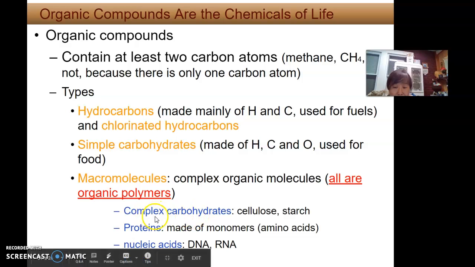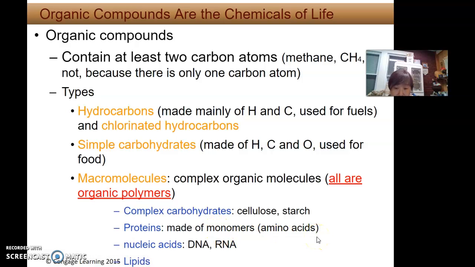Examples you can give are complex carbohydrates, such as cellulose and starch. And then also protein, which is made of monomers, amino acids. They are macromolecules. And then nucleic acids, either DNA or RNA, are polymers. They are macromolecules. And also lipids.